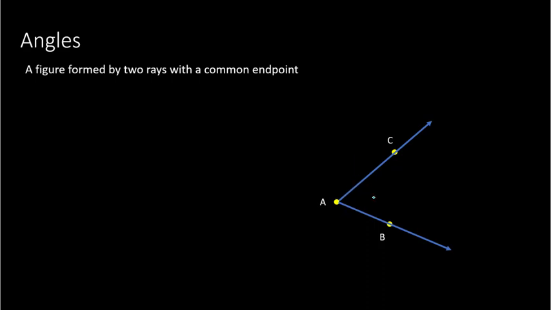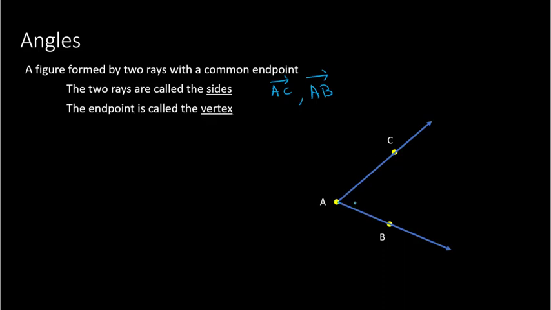Now, angles would be two rays put together. So it's a figure formed by two rays with a common endpoint. So something like this right here. So we have two rays, and they both start at point A, like this. So the two rays are called the sides. So we have ray AC, that'd be one side, and then ray AB would be the other side. And then the common endpoint right here, this point A, is shared with both rays. That is called the vertex.